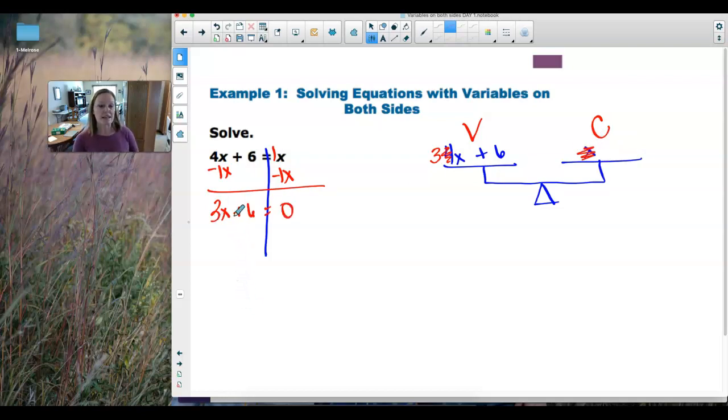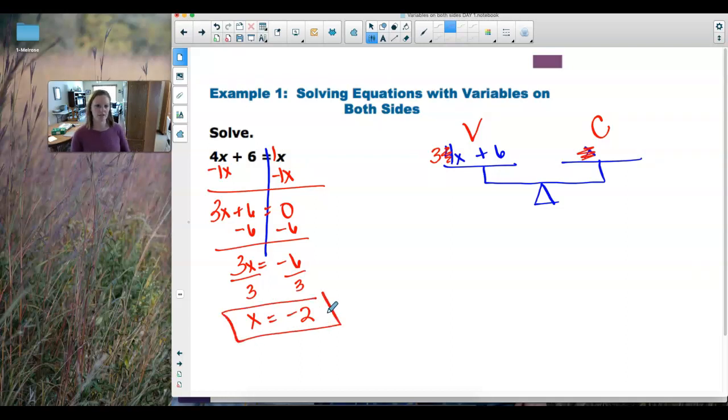Okay. Now I want the constants to go on the other side. We want to keep the variable and its best friend together and get rid of the plus 6 by doing a minus 6. So we have 3x equals negative 6. And then finally finish by dividing by 3. So x equals negative 2. So there's your answer.